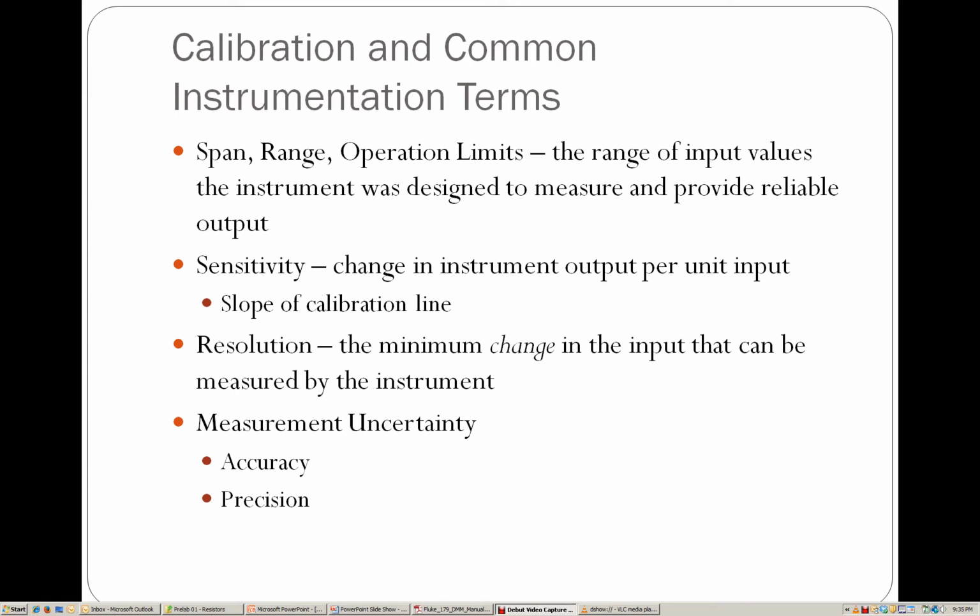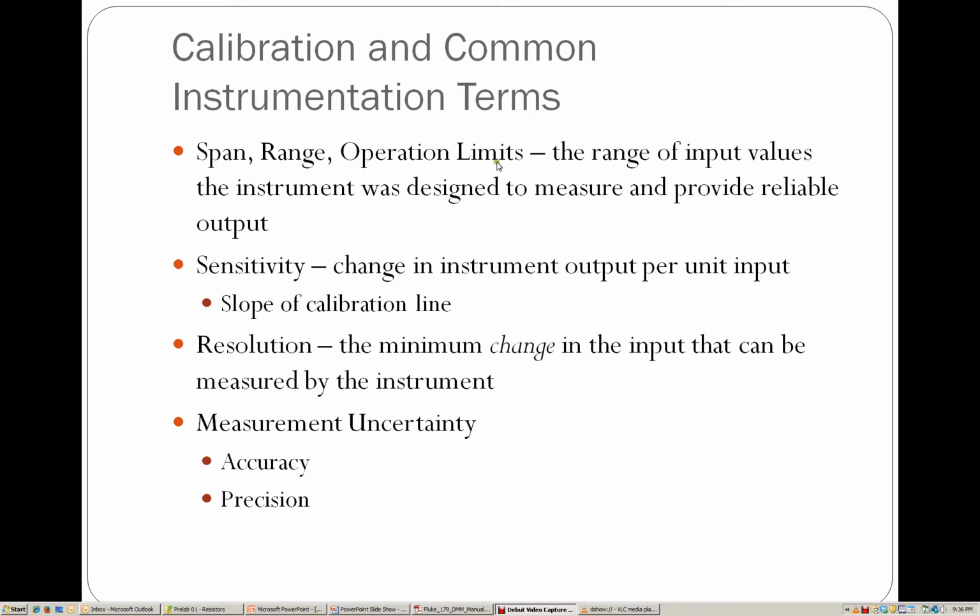So far we've discussed how to perform linear calibrations and how to estimate the uncertainty associated with those linear calibrations. So what's the big deal about those linear calibrations? Well, the procedures that we've learned are related to these common instrumentation terms that you'll hear as engineers. Some of those common terms are span, range, and operating limits or operation limits. All three of these terms mean the same thing.